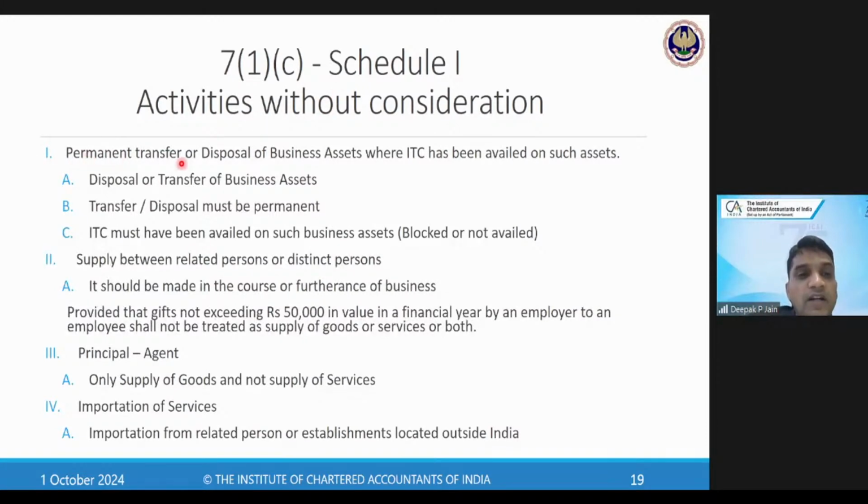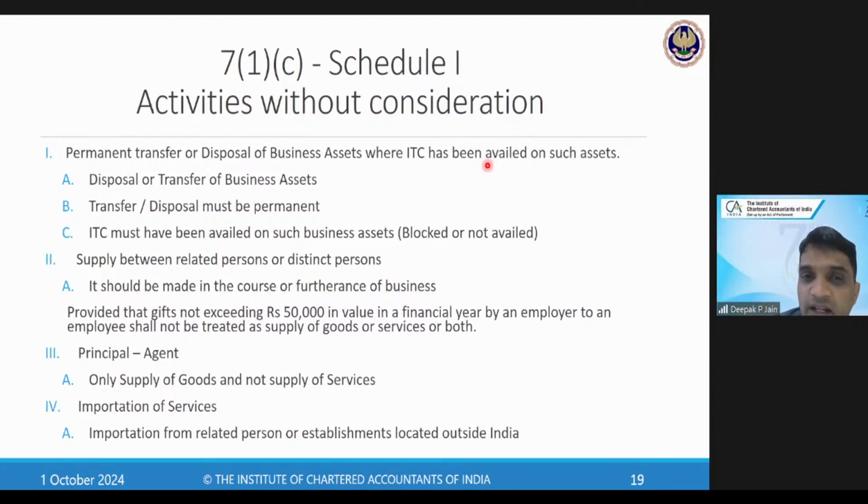First, there is a permanent transfer or disposal of business assets where ITC has been availed on such assets. So if you bought some asset, you have claimed input tax credit, and when you're disposing of that asset without consideration, it will still be treated as a supply. You have to pay GST on the open market value of that capital asset or any asset you are disposing of.